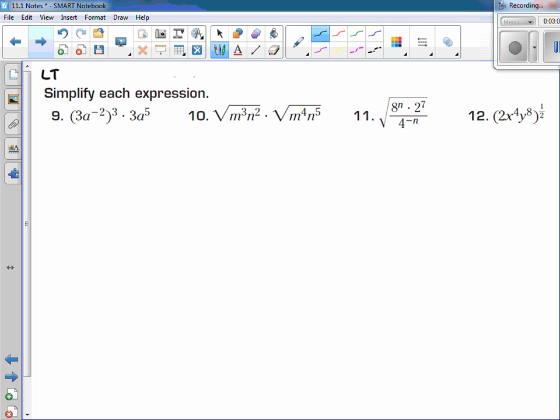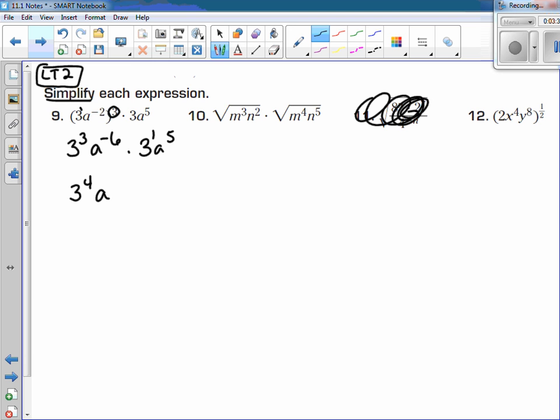On learning target 2, we're simplifying because we're going to have variables, all right? Generally, I don't want negative exponents, and it'll tell you normally if you want a radical or not. So on the first one, I've got a 3 on the outside of the parentheses. I'm going to multiply by all the exponents inside the parentheses. That becomes 3 to the 3rd and a to the negative 6. I'm multiplying by another term. You can add exponents for like variables. So you get 3 to the 4th and a to the negative 1st. I don't want negative exponents. So that's 3 to the 4th over a. And 3 to the 4th is 81.